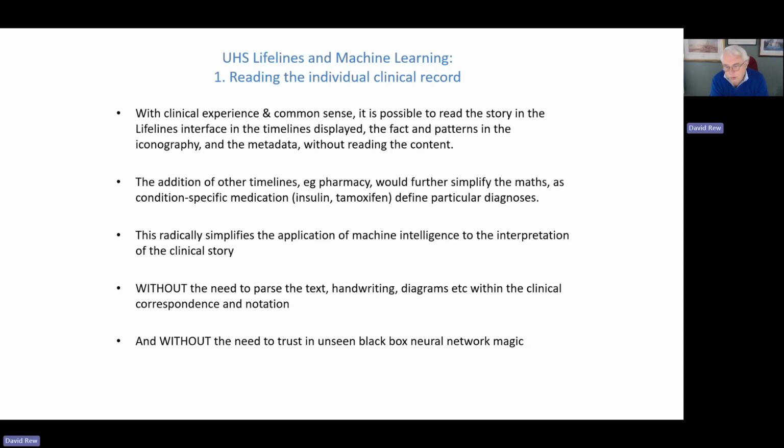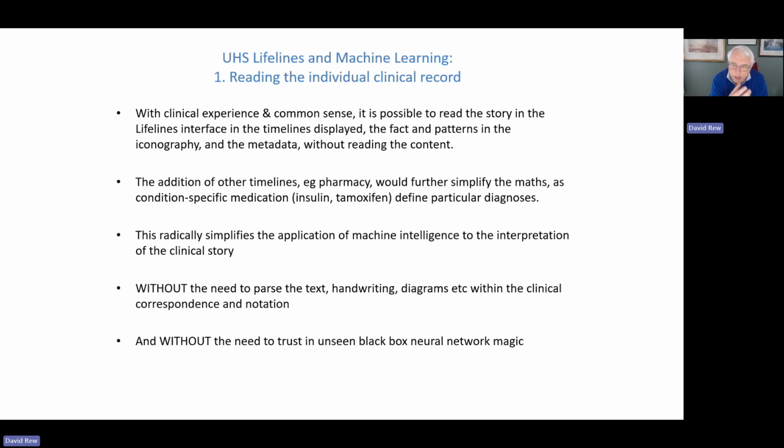We could even further improve this by putting in timelines with rich information, for example, on what drugs you're treating a patient with. Because if you're treating somebody with insulin, it pretty much states that they've got diabetes, and if you're treating somebody with tamoxifen or Arimidex, then it's a lady who's got breast cancer. It radically simplifies, in my understanding, the application of machine intelligence to the interpretation of the clinical story.